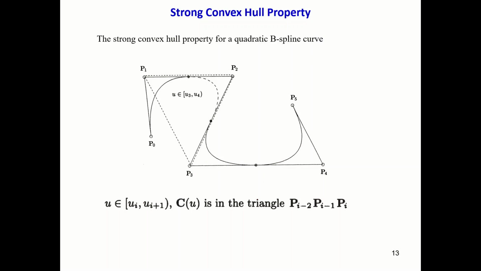Here is an example of the strong convex hull property for a quadratic B-spline curve. Here u belongs to the interval where we have the elements u3 and u4. So by the strong convex hull property, we have C of u in a triangle between the control points P_i minus 2, P_i minus 1 and P_i. Here in this diagram, P1, P2 and P3 form the strong convex hull of the quadratic B-spline curve.